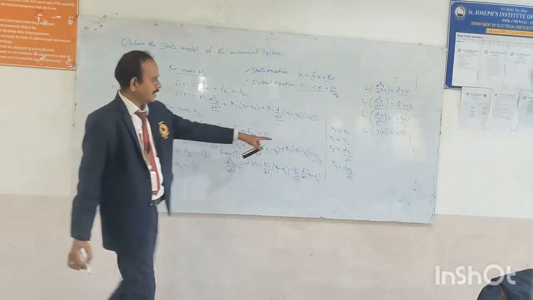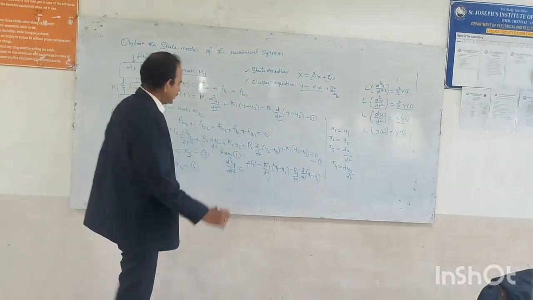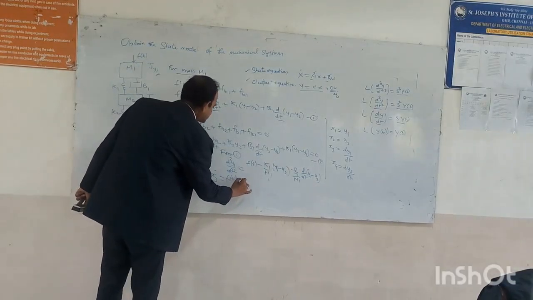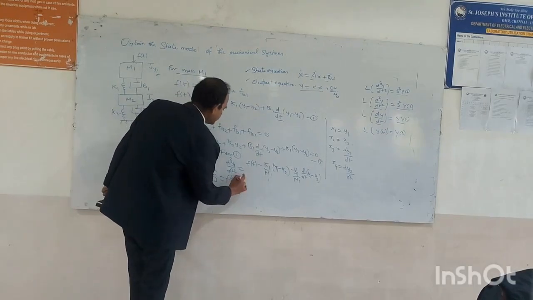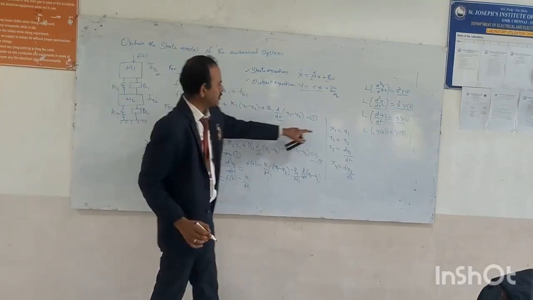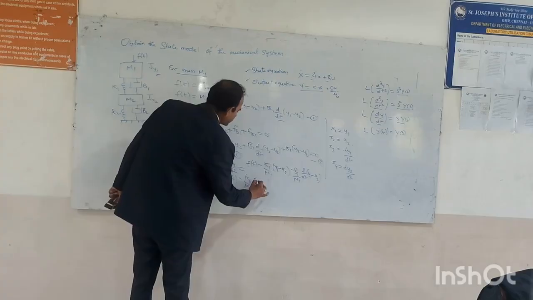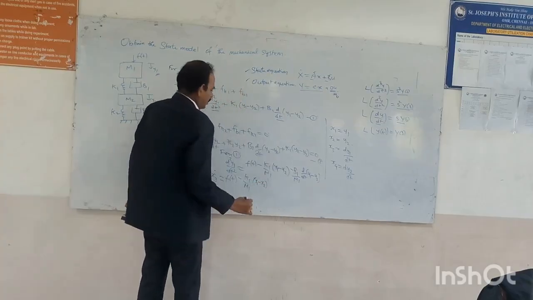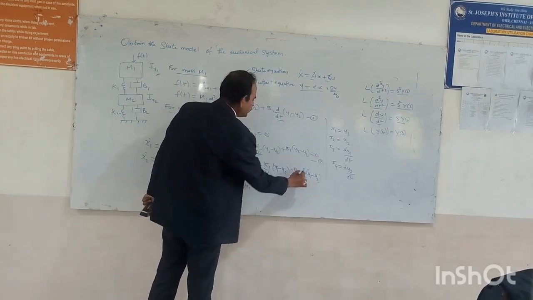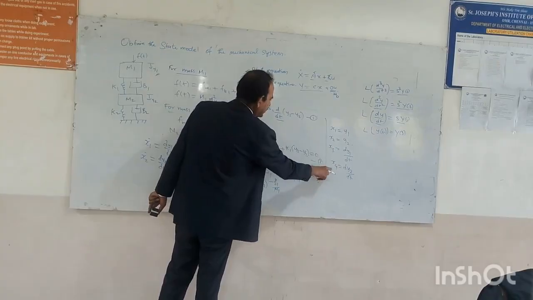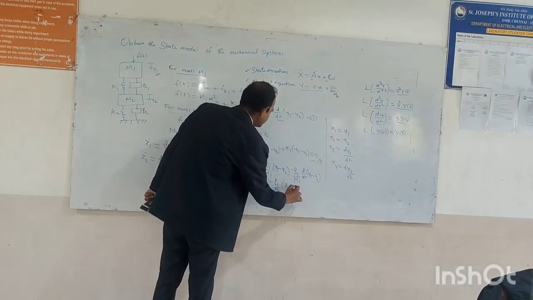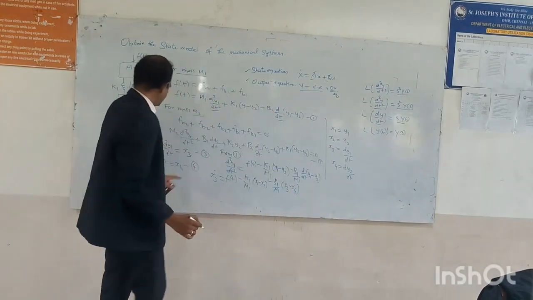So x3 dot, which is d square y1 by dt square, we can write as f of t, the input, as it is, minus k1 by m1, a constant, into (y1 minus y2). y1 minus y2 is nothing but x1 minus x2. Similarly, minus d1 by m1 into dy1 by dt minus dy2 by dt; dy1 by dt is x3 and dy2 by dt is x4, so we write (x3 minus x4). So this is equation 5.